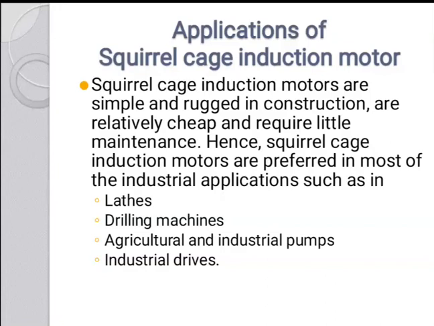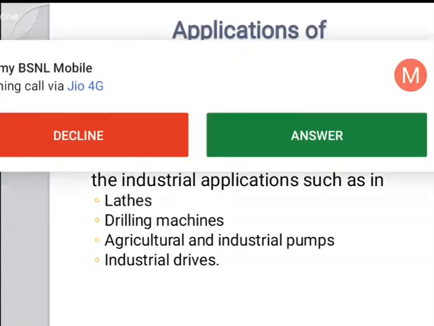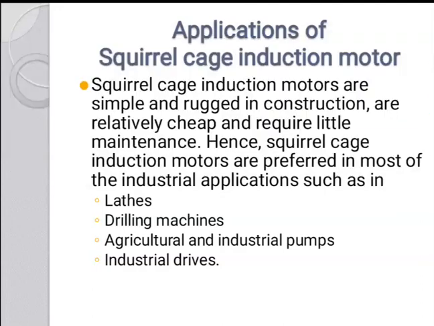Now we will study the applications of the squirrel cage induction motor. Squirrel cage induction motors are simple and rugged in construction, relatively very cheap as compared to other motors, and require very little maintenance. Therefore, squirrel cage induction motors are preferred for many important industrial applications. They are used for lathes, drilling machines, and agricultural and industrial pumps.